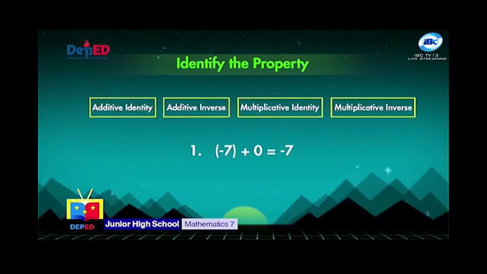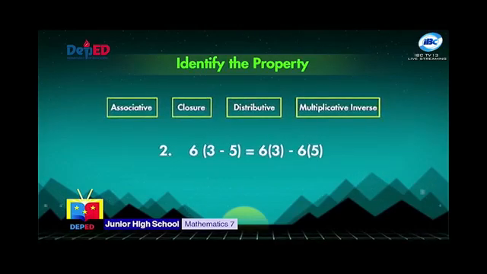Number 1. Negative 7 plus 0 is equal to negative 7. Additive identity, additive inverse, multiplicative identity, multiplicative inverse. Number 2. 6 times the quantity of 3 minus 5 is equal to 6 times 3 minus 6 times 5. Associative, closure, distributive, multiplicative inverse.